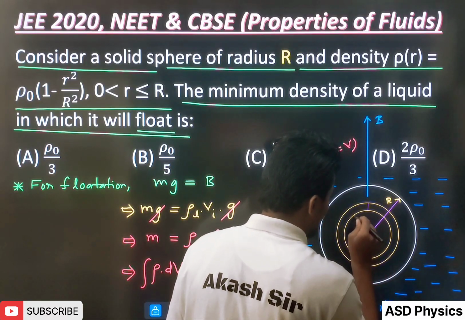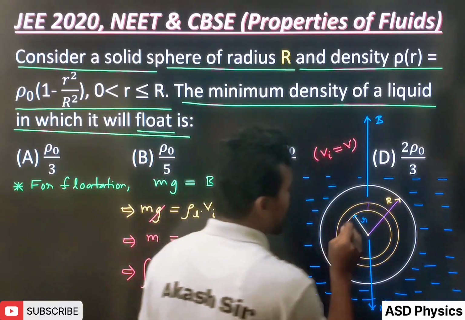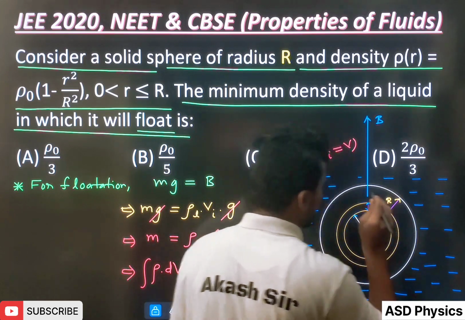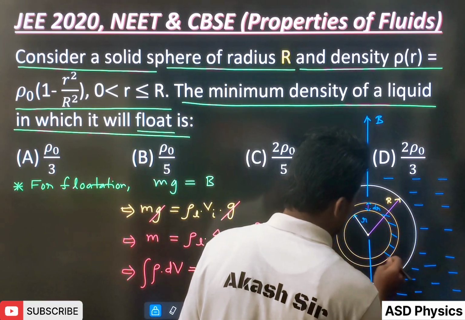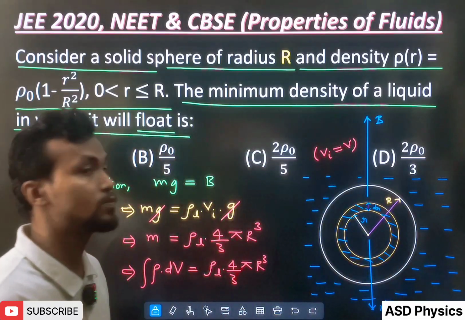You can see the inner radius. What is this inner radius? This is small r. And the thickness of this very small ring, I will take here as dr. This is a very small thin ring.